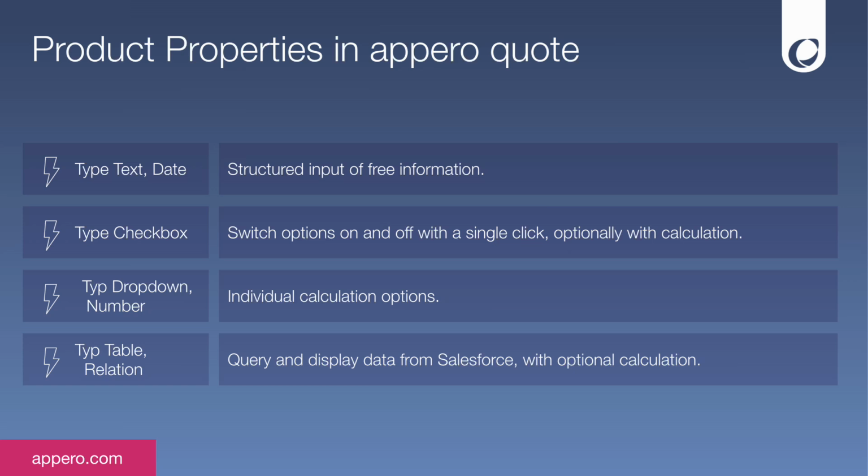You are now familiar with all standard types of product properties with and without calculation in appero quote, enabling you to display your products accurately and flexibly in your quote.